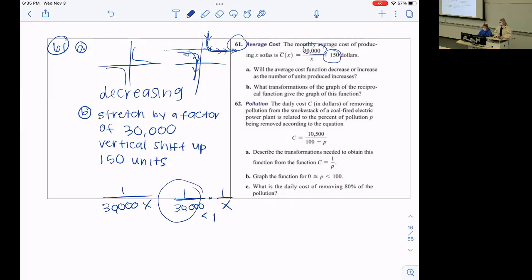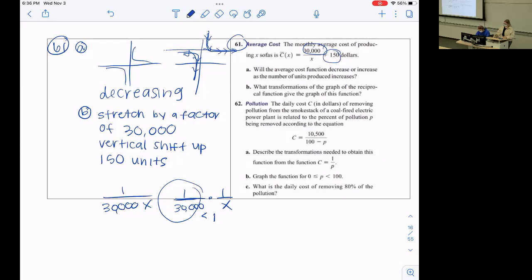So if your stretching factor is greater than 1, it's going to vertically stretch. And if it's less than 1, it'll horizontally stretch. So compression is the same as a horizontal stretch. It says the constant's just applied to the inside. Does that answer your question? Yeah. Okay.